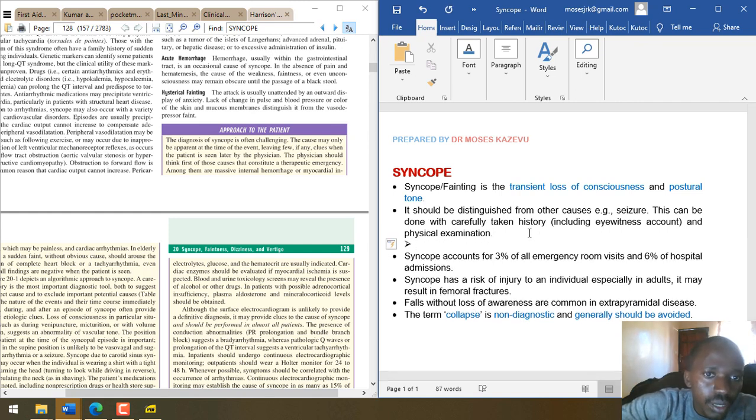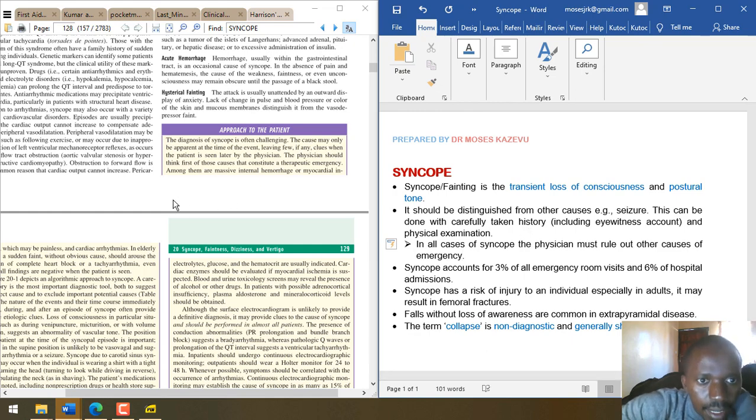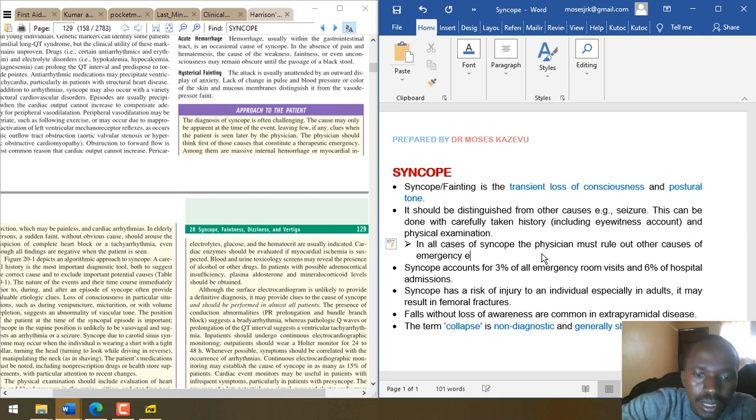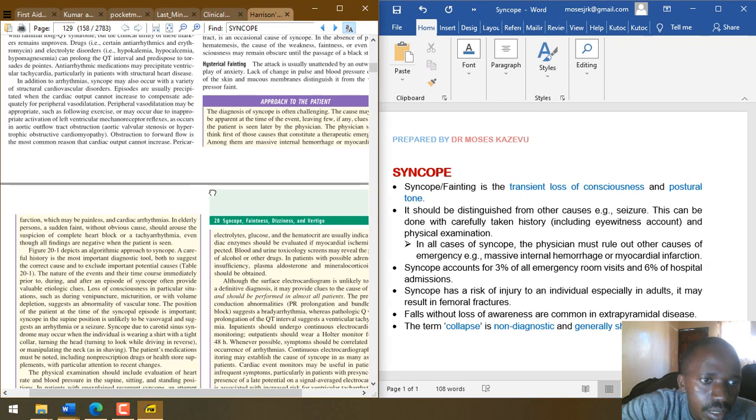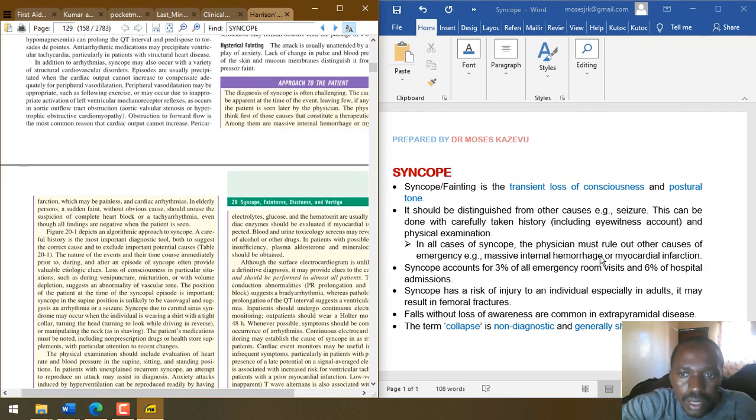So in all cases of syncope, the physician must rule out other causes of emergency. Among them are massive internal hemorrhage, or myocardial infarction, which may be painless, and cardiac arrhythmias. Okay, so we can add cardiac arrhythmias here.